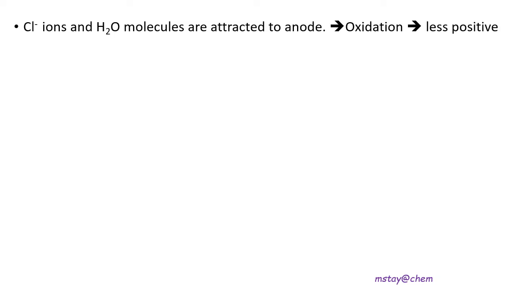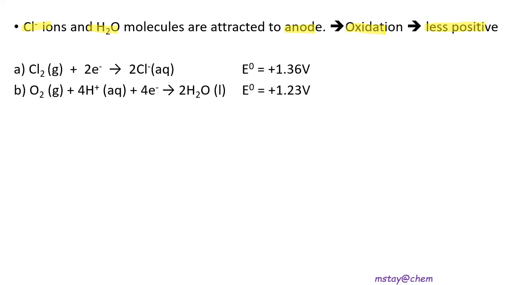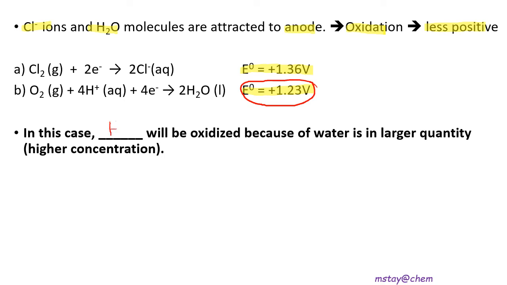Okay, basically now we know that the anion and also water will be attracted to the anode. Oxidation will happen there, and we are going to choose the one with the less positive SRP value, or more negative SRP value. So both values given here are 1.36 and 1.23 respectively. So from here we know that 1.23 is more negative. So in this case, water will be selectively discharged.